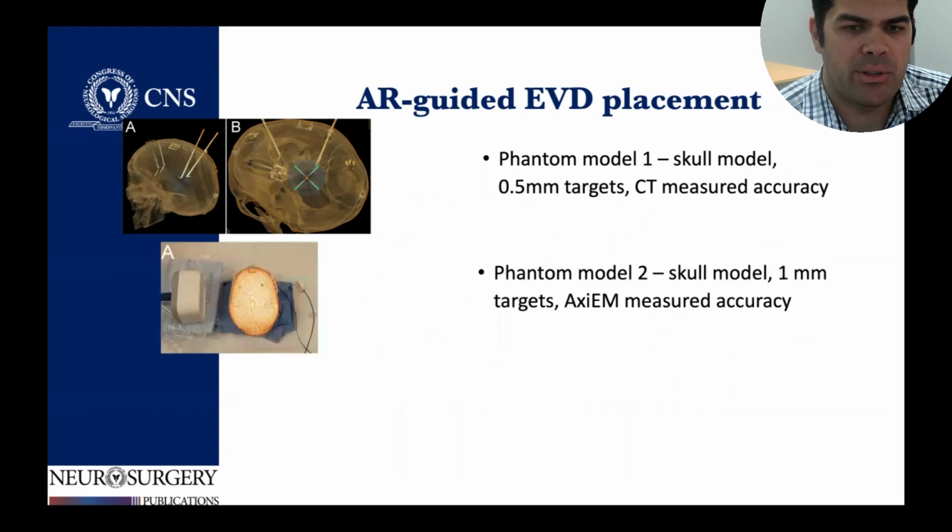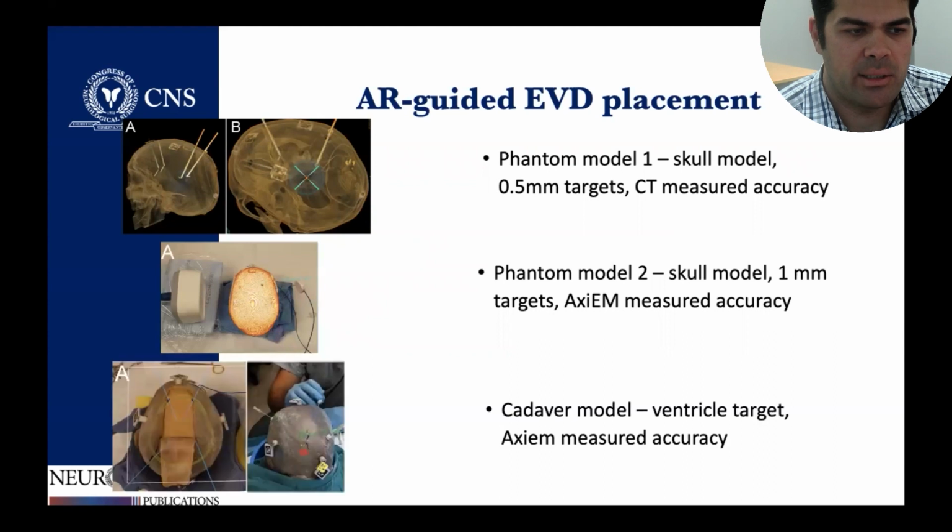We then used an Axiom system. This is a navigation system using EM technology, and it allowed targeting of 1 millimeter size targets, but it allowed reproducibility, so we could very quickly do many, many trials of targeting, and I'll show you some of the results of that data. And then lastly, we used a cadaver model. Here, we compared traditional anatomical targeting using surface landmarks at Kocher's point. For all of these models, we were targeting the lateral frontal ventricle as well as the occipital ventricle, two common trajectories that are used for EVD placements. And then we compared the accuracy of augmented reality for all of those.